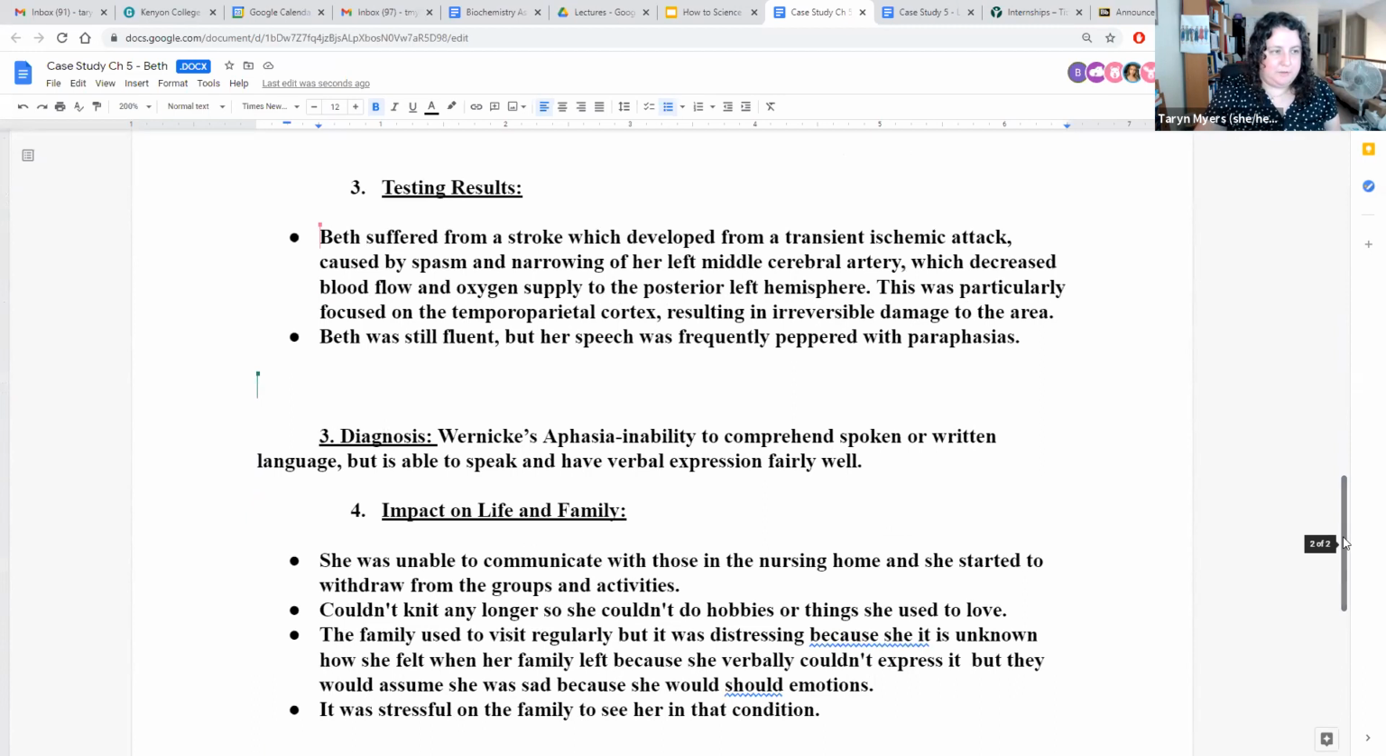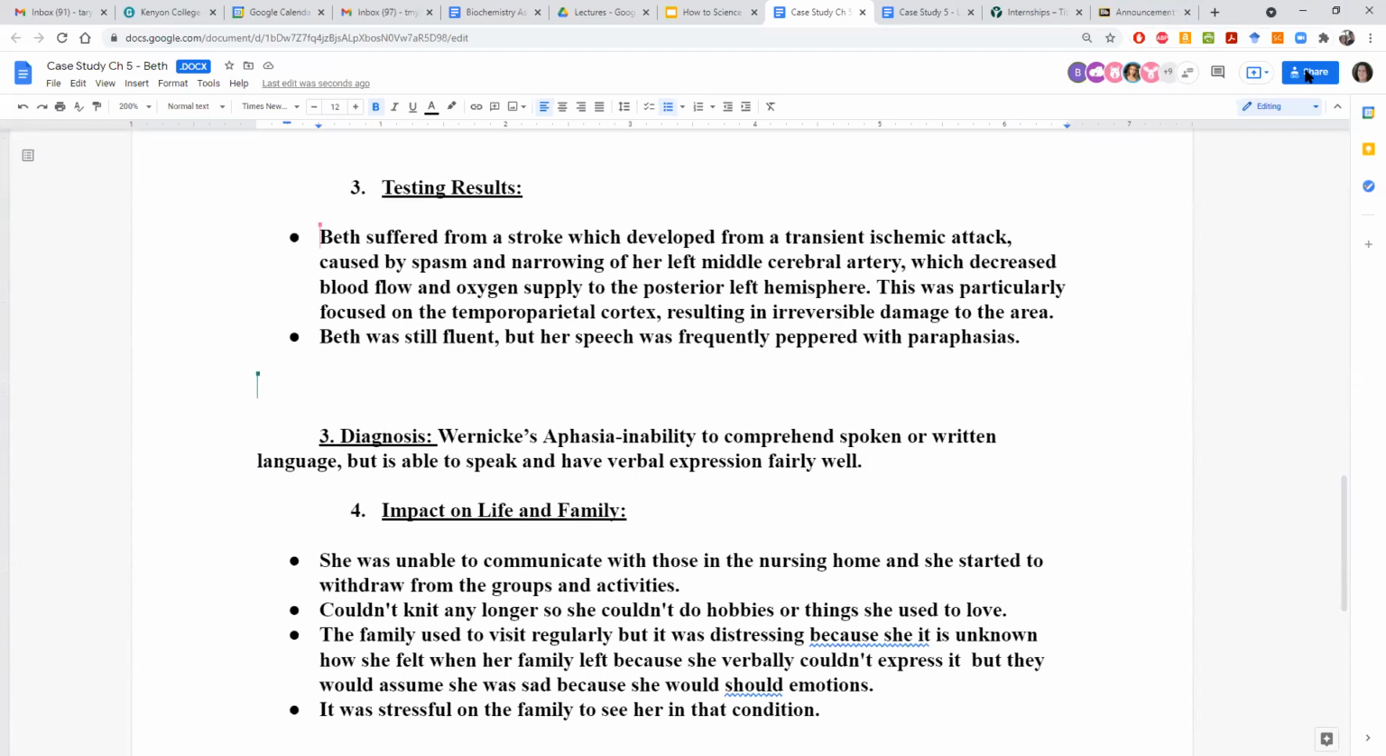All righty, so group 3, test results and diagnosis. So for the diagnosis, Beth is kind of the opposite of Luke. She has Wernicke's aphasia, which is the inability to comprehend spoken or written language, but she's able to speak and have verbal expression fairly well, which is the opposite of Luke, who couldn't speak, but he could understand language.